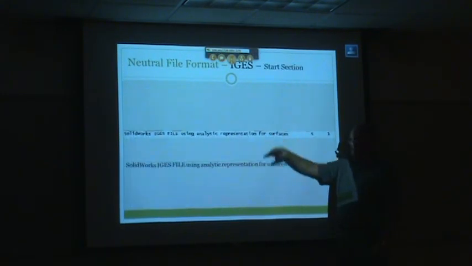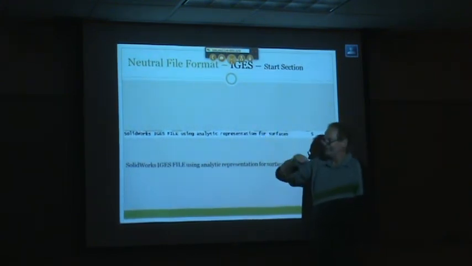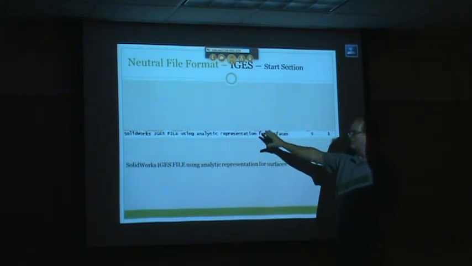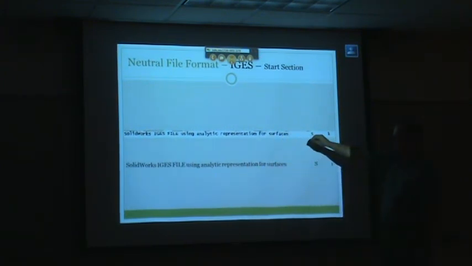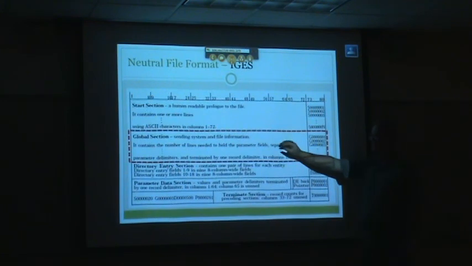What does this actually look like? Well, here's an example, and this is taken out of your textbook. Okay? So it says, a SolidWorks IGES file used analytic representation of four surfaces. The S1 is line 1. Okay, and I just kind of retyped it so that you could read it a little easier. The second section is referred to as the global section.